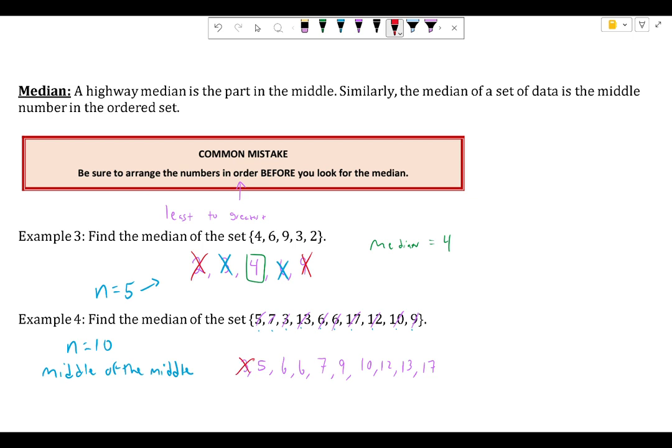So again, I'm going to cross these off in pairs to find the middle numbers. So that's 2 pairs, and then 3 pairs, and then 4 pairs. And you'll notice at this point that we now have 2 middle numbers. So we have the numbers 7 and 9 as our median. But we can't have 2 middle numbers. There's only 1 middle number. So we're going to find the mean of the 2 middle numbers.